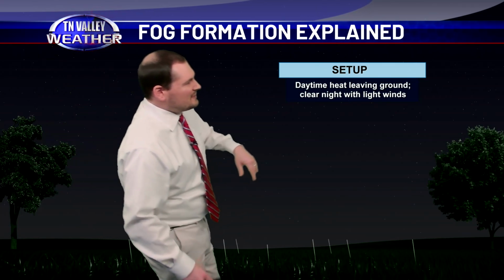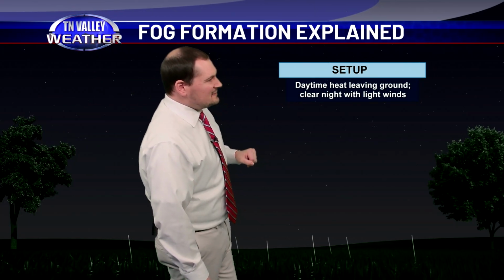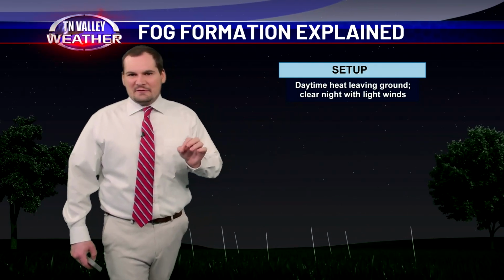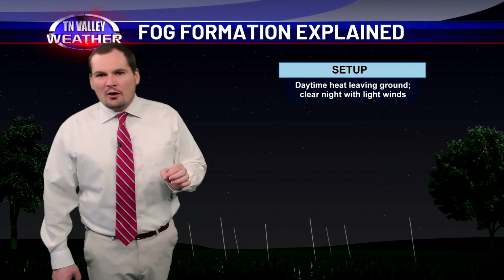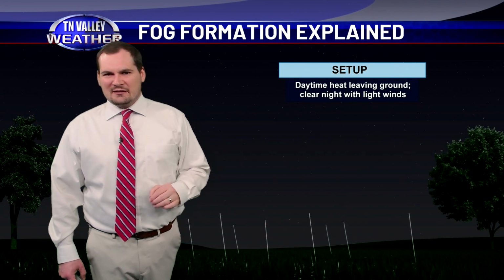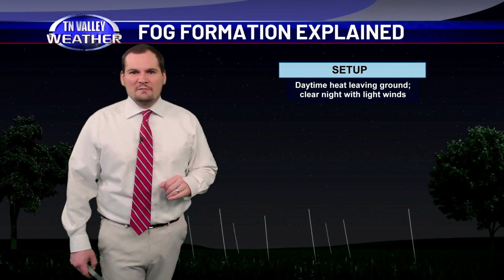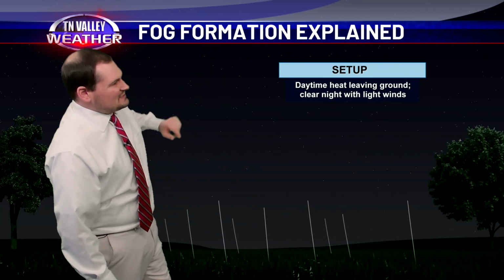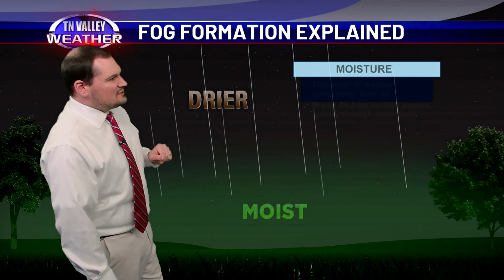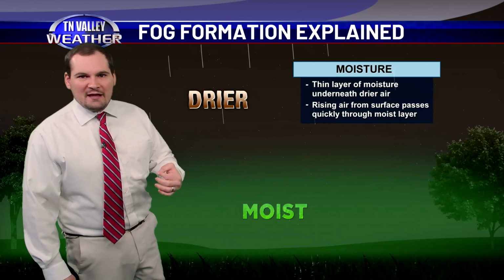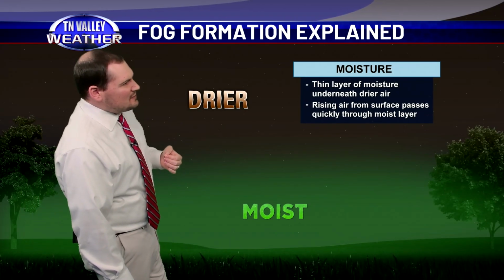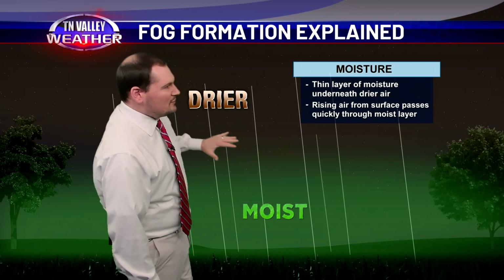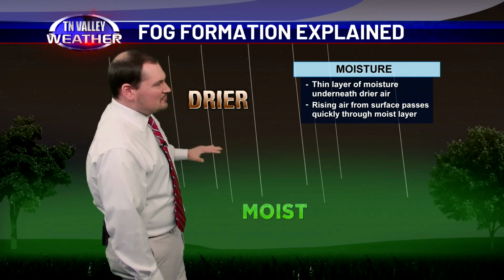So here's your setup. You got daytime heating that is now leaving the ground because we're now at nighttime here, and specifically you need this to be mostly on a clear night or a mostly clear night. You don't need a lot of clouds around for this to happen, because all that heat ends up escaping all the way out into space, and you need that clear air for that to be the most efficient. So then you get a thin layer of moisture that starts to develop underneath a drier air mass that is above the surface.